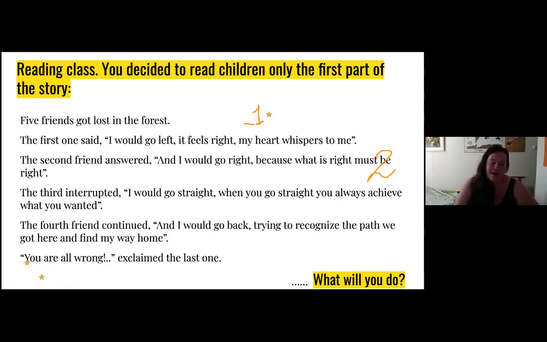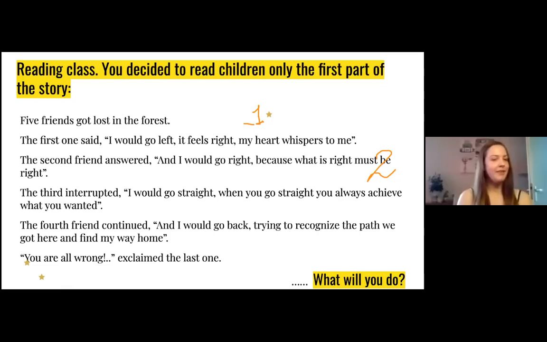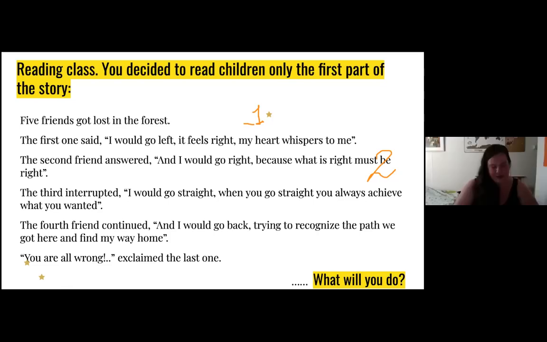Carmen, what do you think will happen next in the story? I think that maybe all the friends still disagree with each other, and they do actually split up. Not necessarily one-on-one, but maybe two go together and the other ones. Okay, so you think they'll split up.